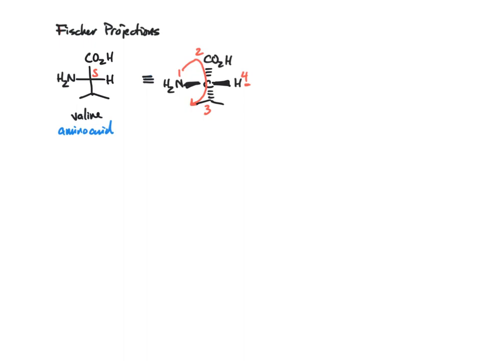Because the lowest priority is supposed to be away, you change it from R to S. So you're going to get this order no matter what. This is going 1, 2, 3. That's clockwise, which you would assign as R. But the way the convention is written, the lowest priority group has to be away from you. So you're going to flip it. If you come up with R this way, it really is S.